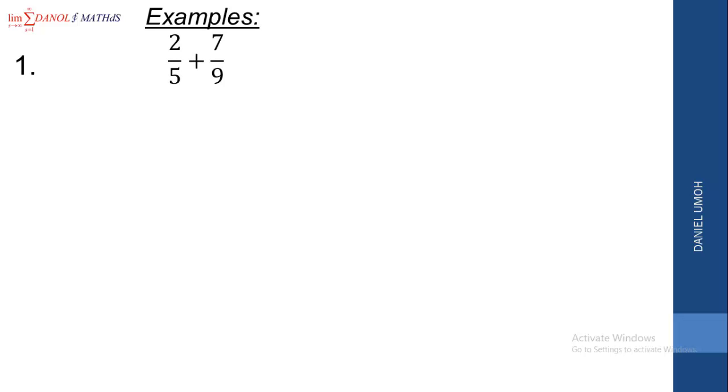Now, we have 2 over 5 plus 7 over 9. If you look at it carefully, you can see that they have different denominators, right? 5 and 9, they are different. So what we are going to first and foremost do is to look out for the LCM of 5 and 9. So the LCM of 5 and 9 is 45.